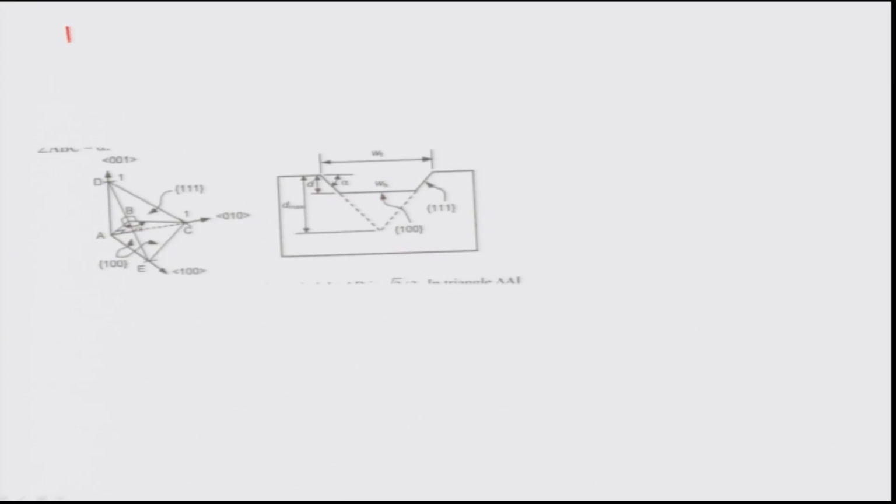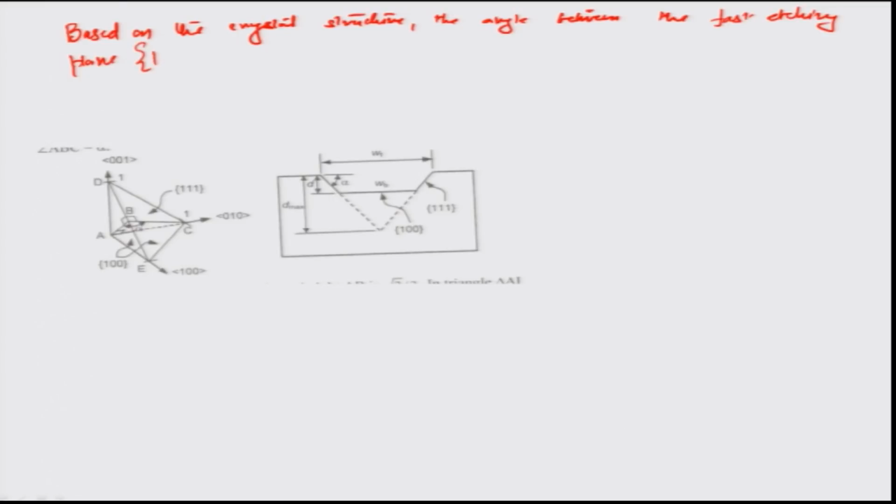based on the crystal structure, the angle between the fast etching plane and the slow etching plane 111 is the angle ABC, this being A, this being B, this being C right here.